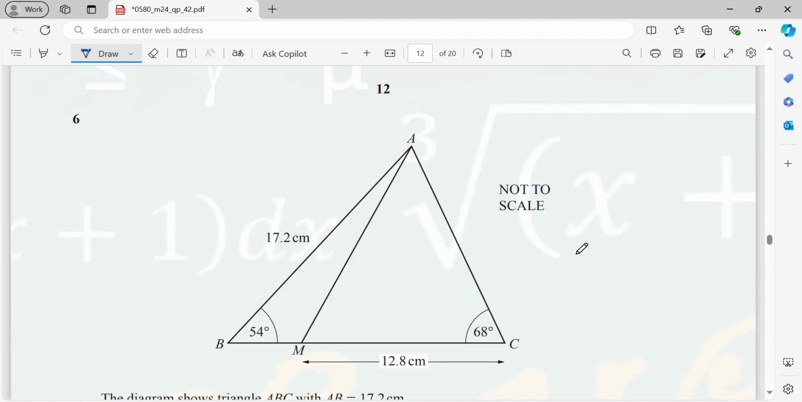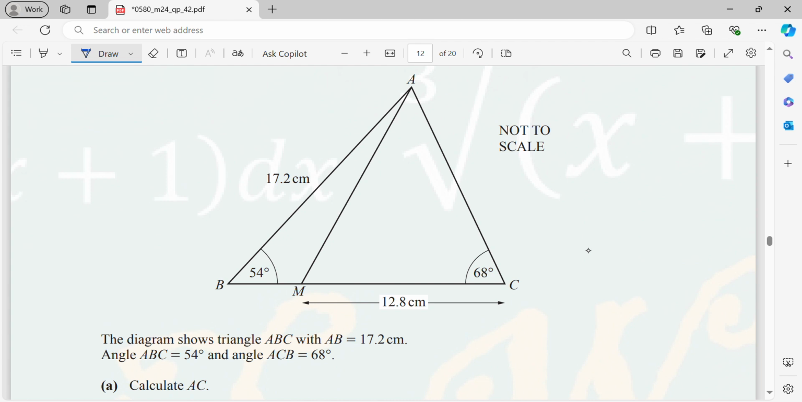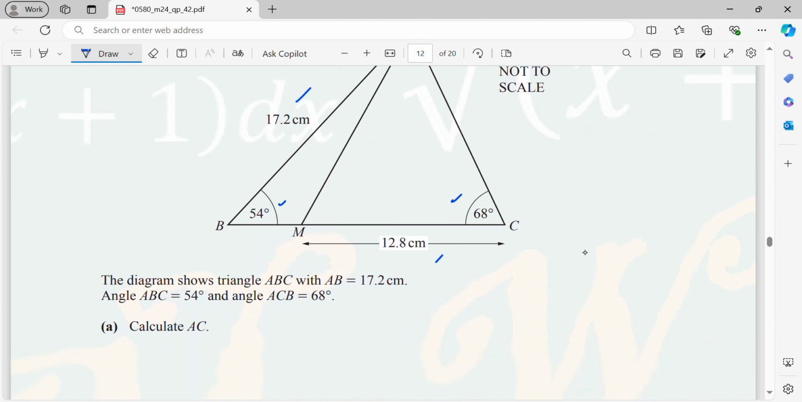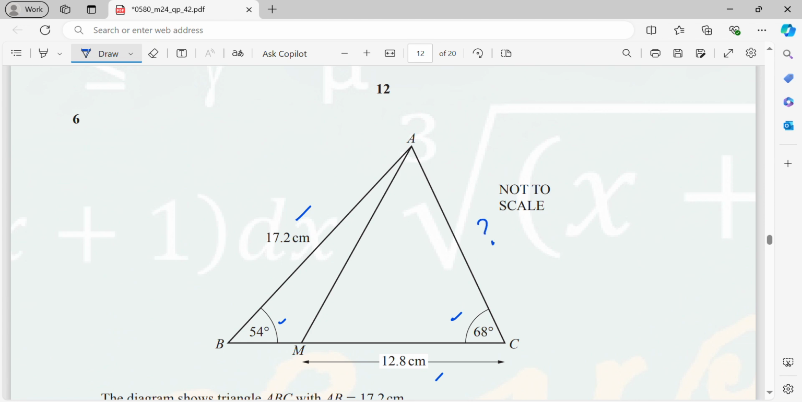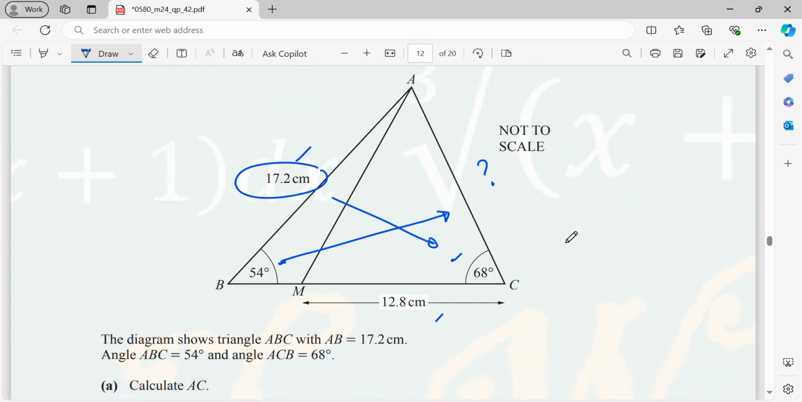Okay, next question number 6. Now, the diagram shows triangle ABC, with AB 17.2 centimeters, angle ABC is 54 degrees, and angle ACB is 68 degrees, together with MC is 12.8 centimeters. Now, calculate AC. So, AC is here. To get the AC, AC is the side opposite to the angle 54 degrees, and you are given 17.2 centimeters as a side opposite to 68 degrees. Therefore, you are given two angles and one side, then you need to find another side.